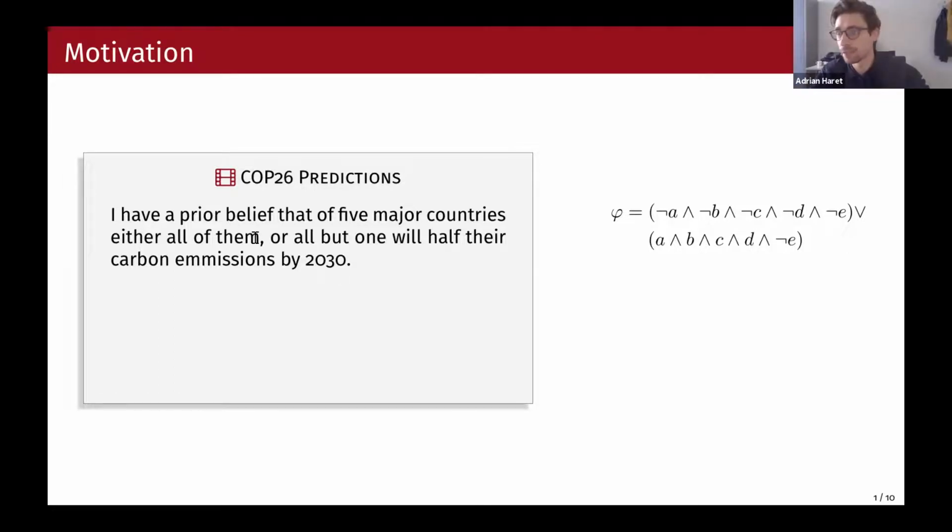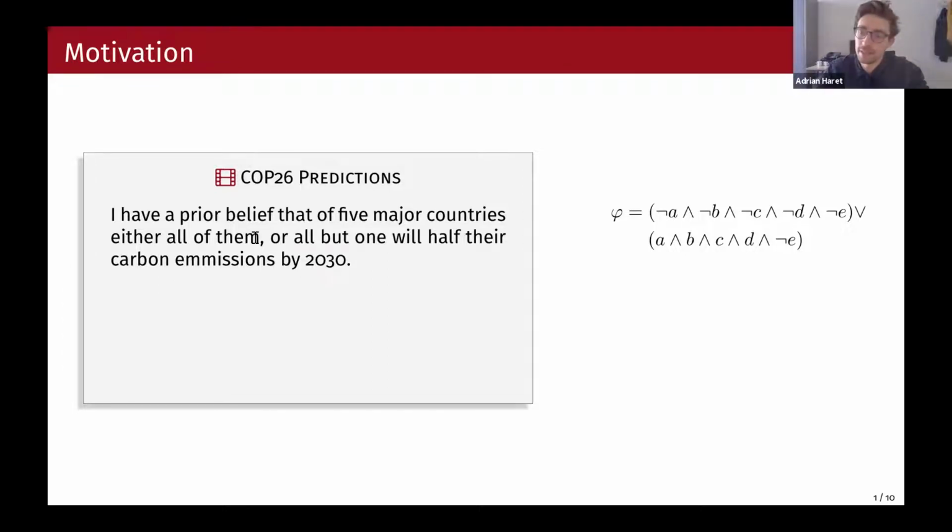concrete-ish example. So, you know, the COP26 conference is going on as we speak. There's a lot of talk about global warming and what countries should do to prevent that. So I thought, let's kick it off with an example in that area.